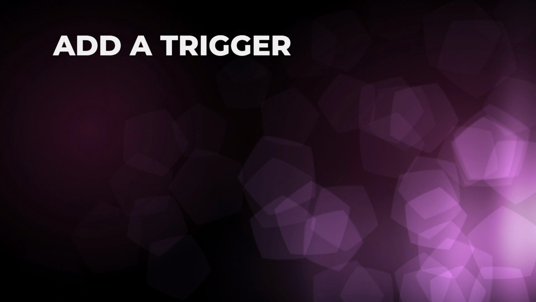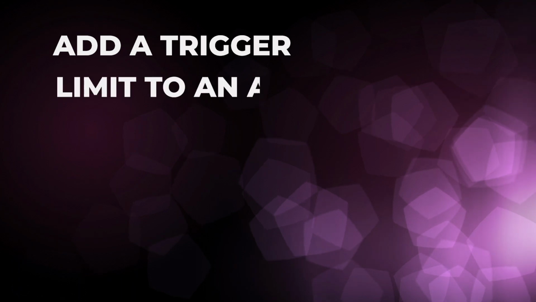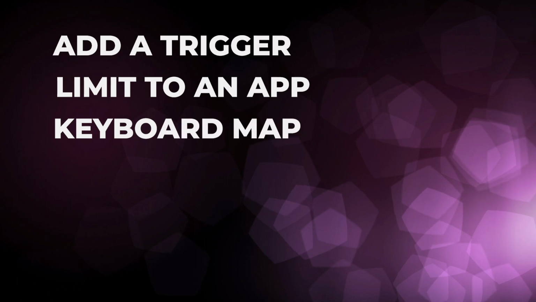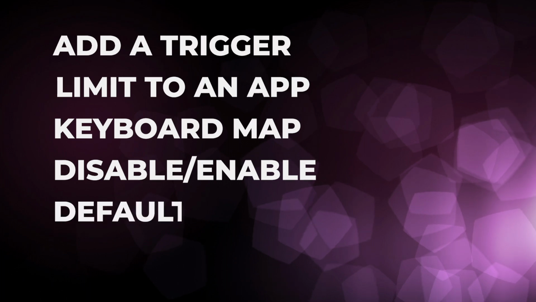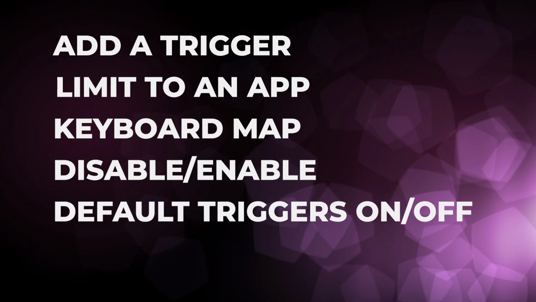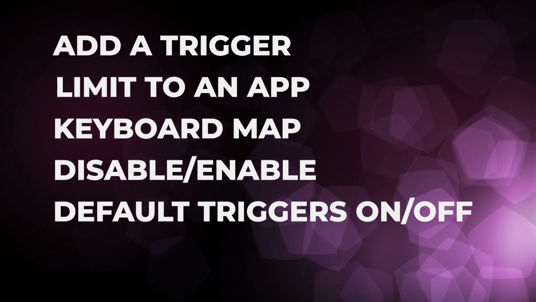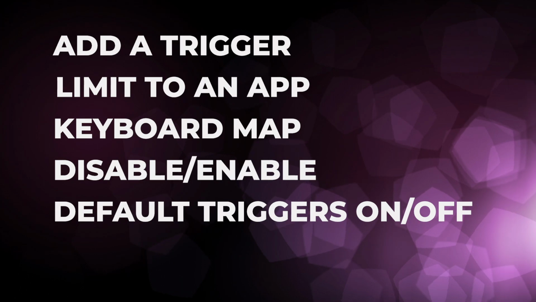So that's it. You've now learned how to add your own keyboard triggers, how to limit the keyboard trigger to a specific app, how to get an overview of your keyboard triggers via the keyboard map, how to disable and enable default triggers, and finally, how to control whether or not you want to use our default triggers to begin with. We know this can be a little complicated to understand, so if you have any questions or something's not working as expected, please ask a question on our forum so we can help you out.